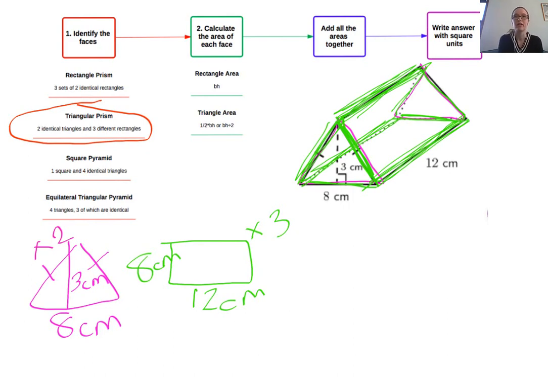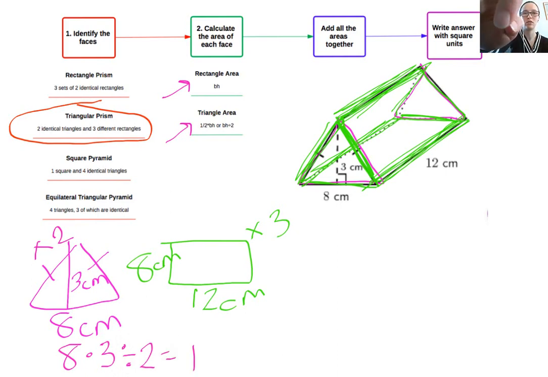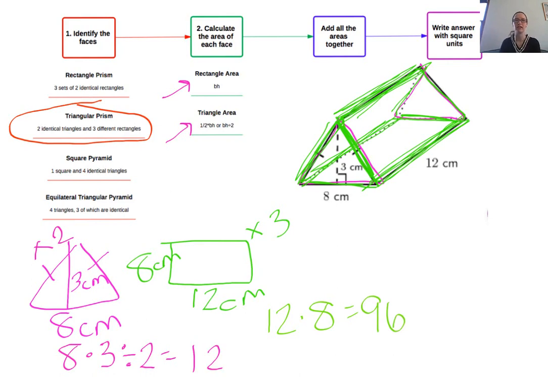So the second step is to calculate the area of each face. And I have both a triangle and a rectangle. For a triangle, I can do 1/2 times base times height, or I can do base times height divided by 2, which I personally prefer. So I would do 8 times 3 divided by 2 to get 12. For my rectangle, base times height, so I'm going to do 12 times 8, which is 96. Now we have to add all the areas together.